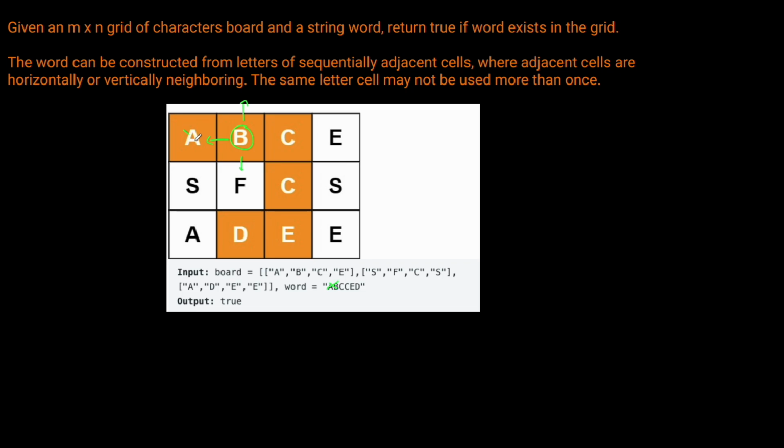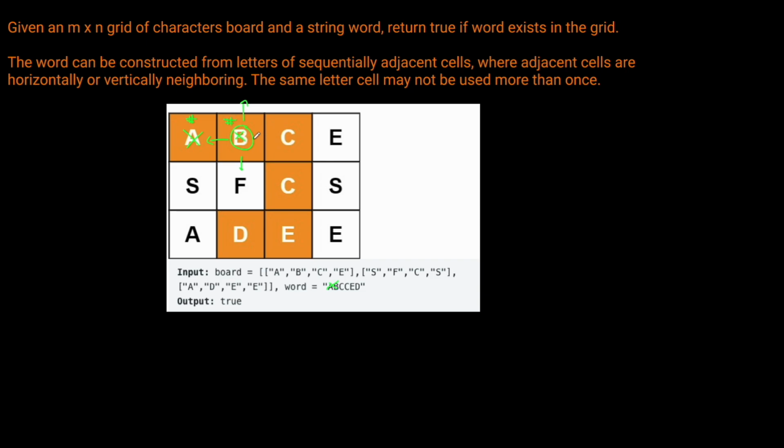So in this case, what we're actually going to do is once we take a cell as part of our path, we're going to mark it with just some non-English character, a hash sign. I'm going to use a hash here. And we're going to use that to indicate that we've already visited that cell. So for this B, we would mark this as a hash.